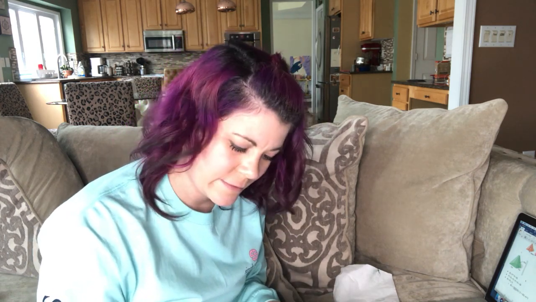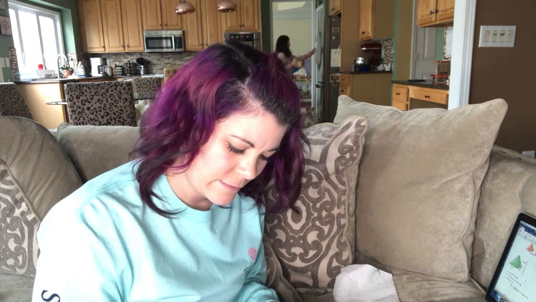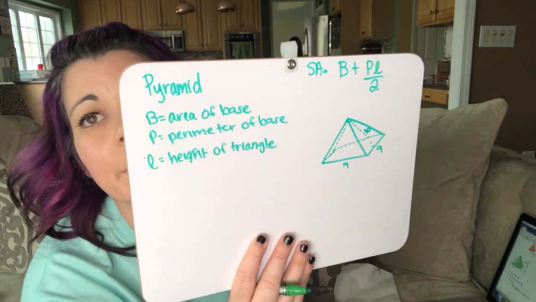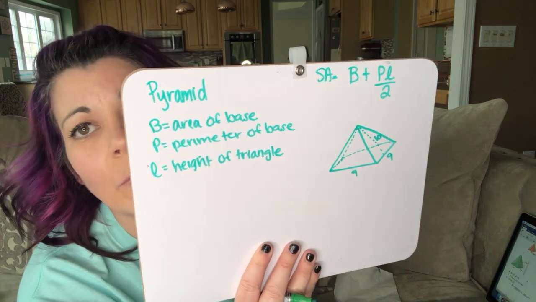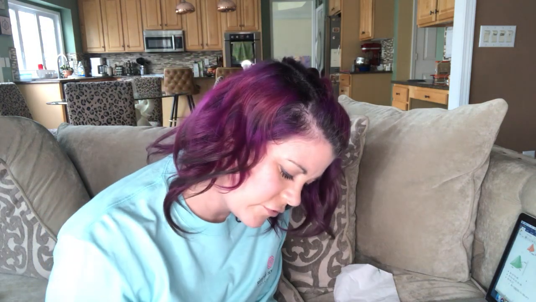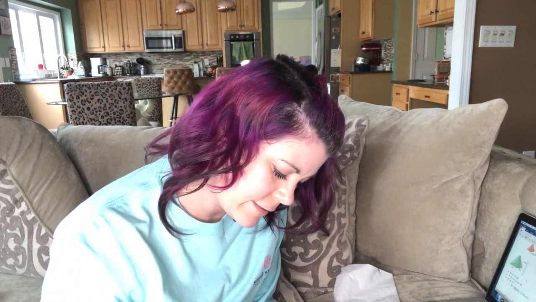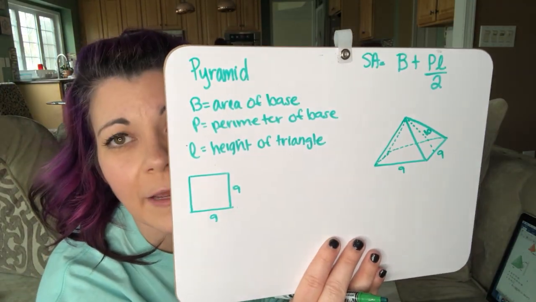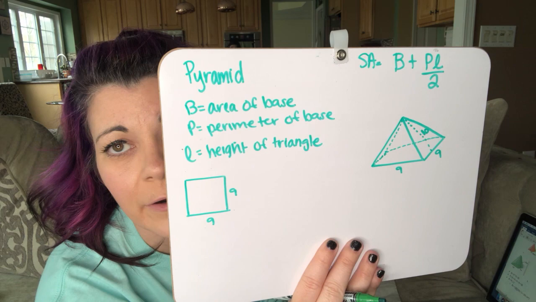10, 9, and 9. Okay, don't laugh at my drawing. That's a square pyramid. So what we want to do first is find the area of the base. Since it's a square, we can tell that it's a 9 by 9. So we're going to find the perimeter of that base and the area of the base.